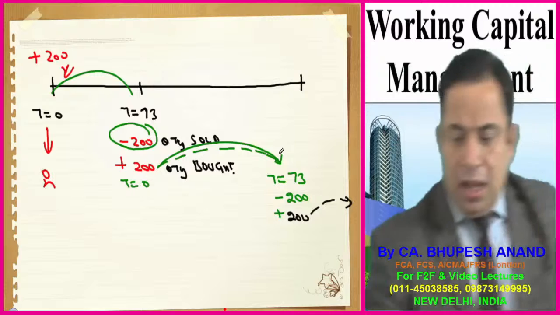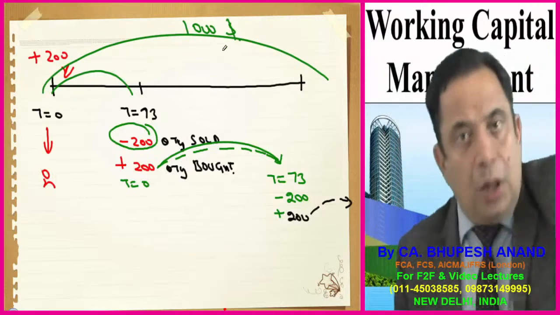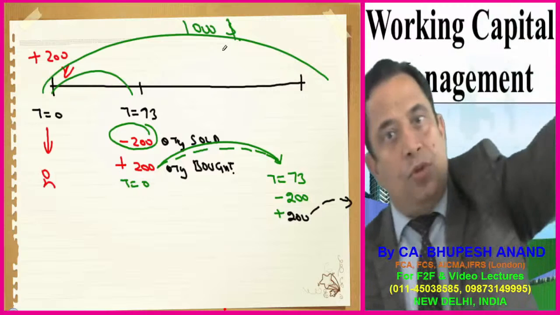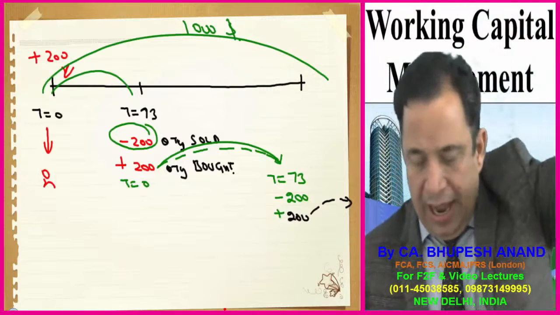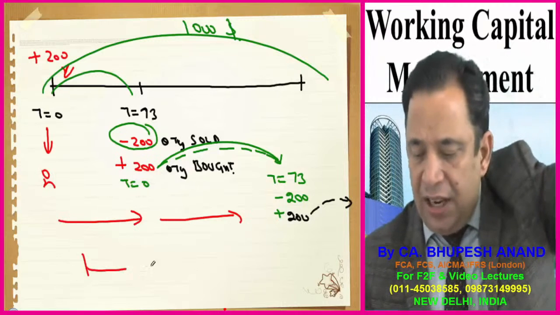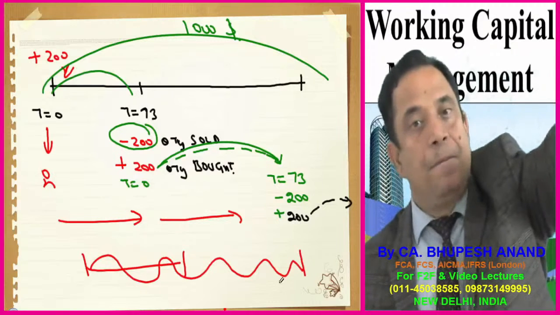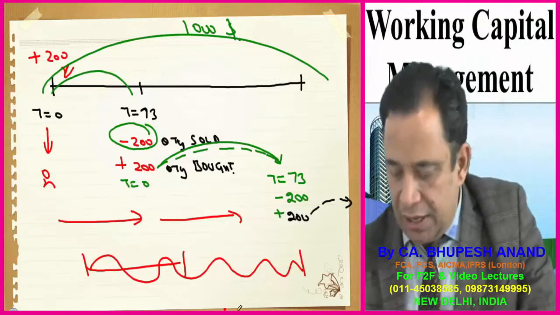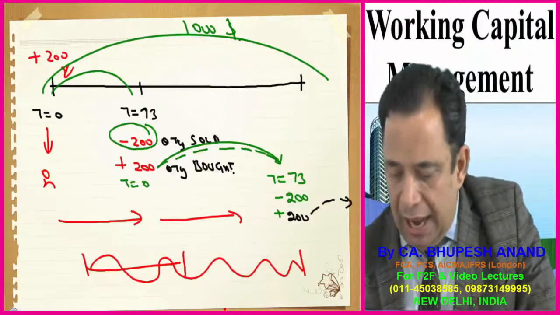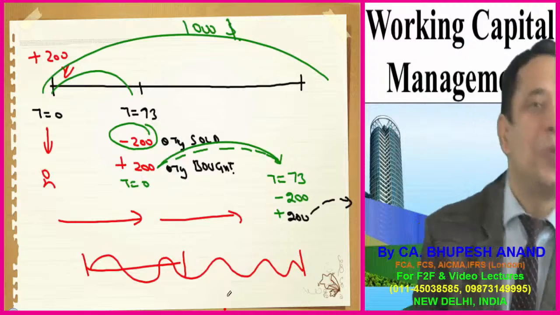Because in a full year, $1,000 of inventory has been sold. So $1,000 upon $200 comes to 5. You getting my point? This is the logic behind that. After a gap of 73 days, the inventory can be converted. So I have told you the logic behind the inventory turnover ratio.